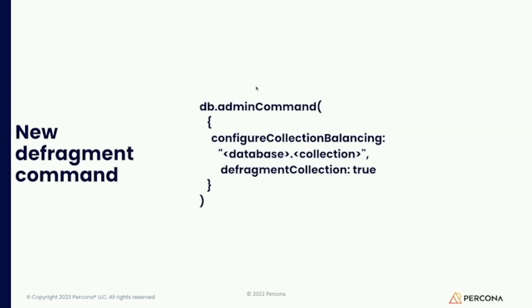There is also a new command now in Mongo 6 to defragment a collection. So this basically does more or less the steps that we discussed, although there is not much we can tune about it. We have to rely on what's available. But at least we have something, so it's good. And the way to run it is to do admin command, and then the command is called configureCollectionBalancing, and you give it the database and collection, and that's all you have to do.